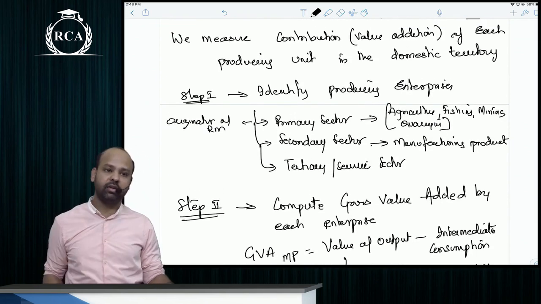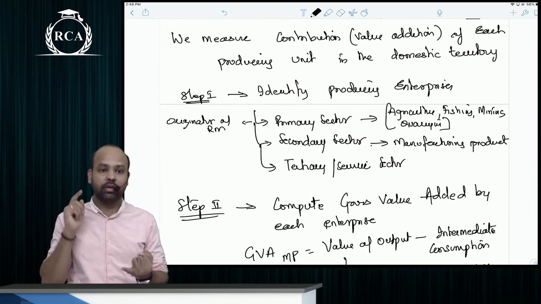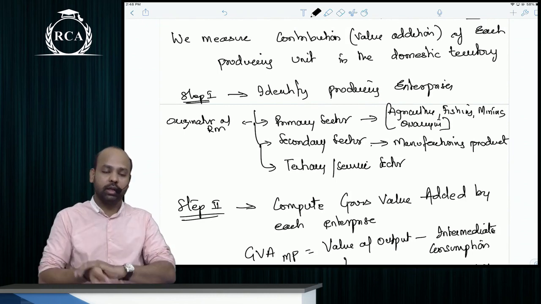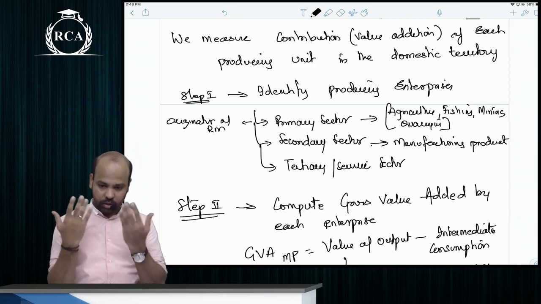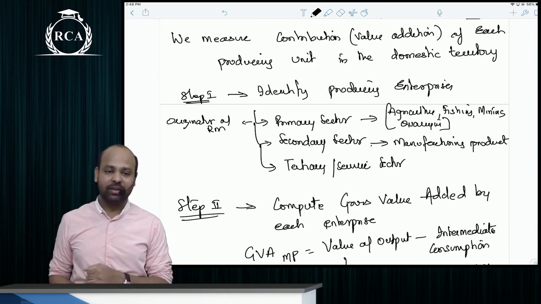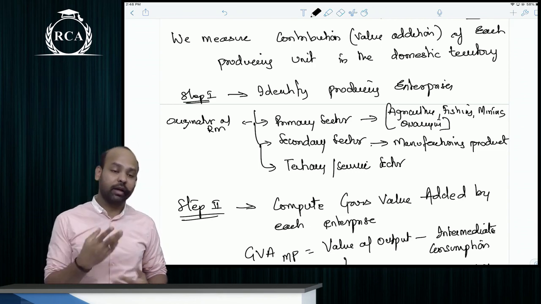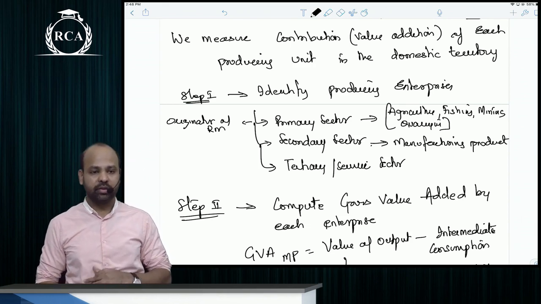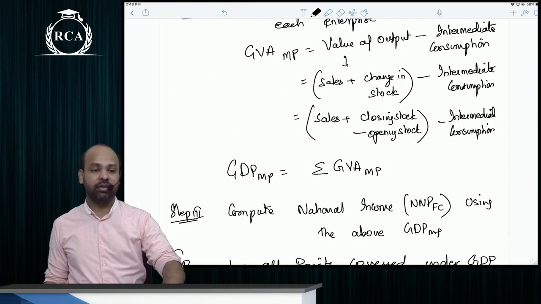We divide our sectors into three categories called primary sector, secondary sector, and tertiary sector. Primary sector is the one that provides food, metal, everything. Primary sector is where the raw materials originate. Secondary sector is where the raw materials are converted into finished goods. Tertiary sector is the service sector. So you compute the value addition at every stage.